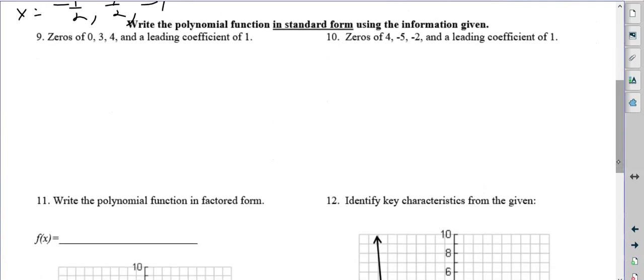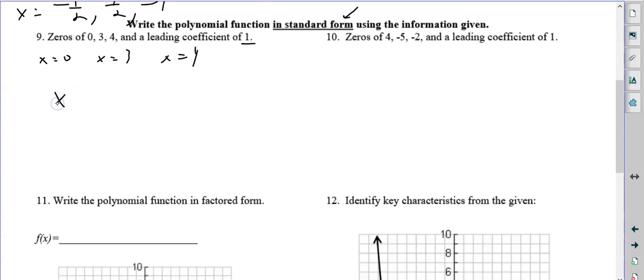Okay, number 9. It says write the polynomial function in standard form. So this is going to require an extra step. I'll tell you right now where people make a mistake here and lose points every time. So this is x equals 0, x equals 3, and x equals 4. Lead coefficient of 1. That means just don't put anything in front of the x. So what happens here is we just got to work backwards.